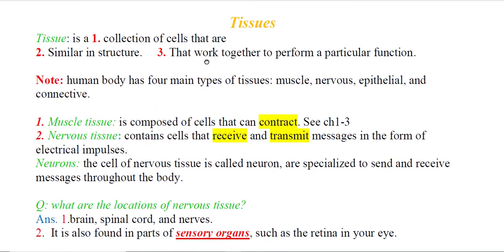For being a tissue, we have three conditions. The first condition is a collection of cells. So tissue is formed by many cells grouped and collected together. The second condition, which must exist in every tissue, is that the cells are similar in structure.